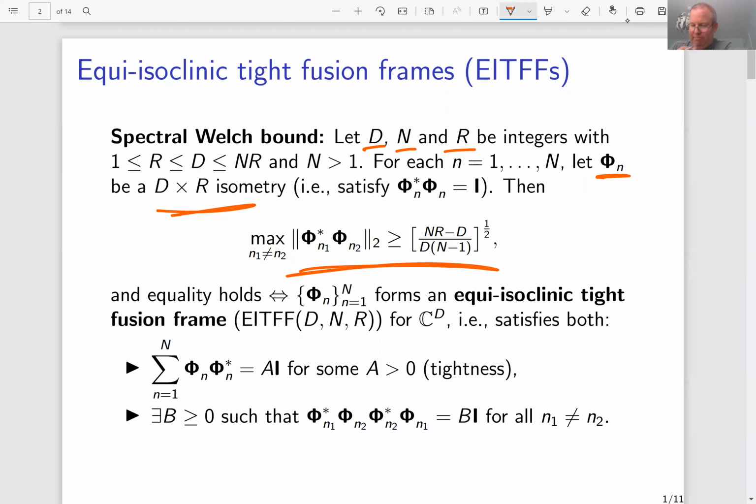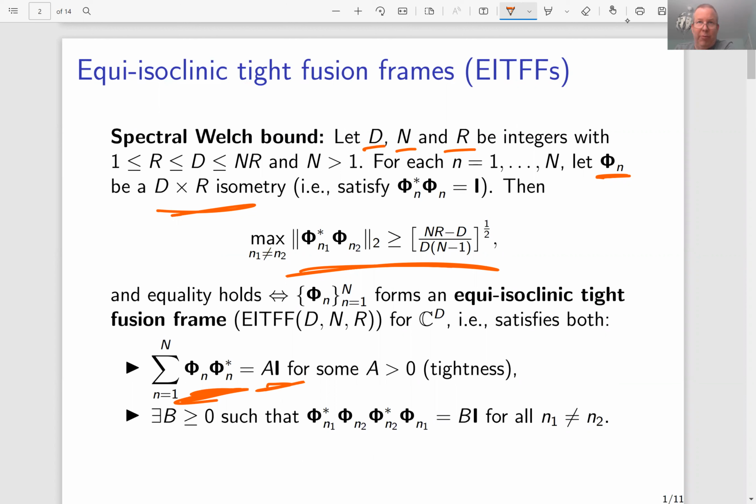But when things are too big, when you're basically trying to cram too many subspaces of too high dimension in a given space, you can't quite achieve zero. And the best you can do is hit this lower bound. And the important takeaway from this is the best you can do is arrange the subspaces so that when you take the projections onto those subspaces and add them up, you get a constant multiple of the identity. That's one thing you need. That's what we call a tight fusion frame in the frames biz.